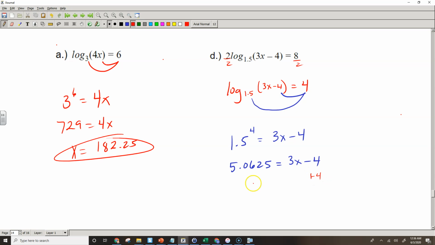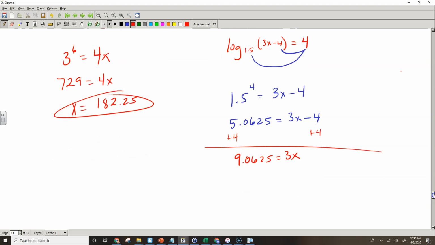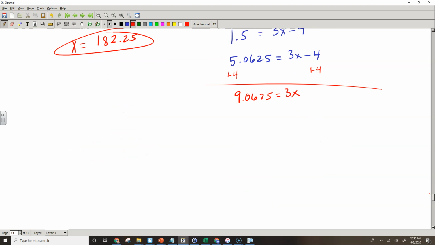Then I'm going to add 4. So that's going to give me 9.0625 equals 3x. And then lastly, divide that by 3. 9.0625 divided by 3 is going to be x is, and here I'm going to round, so I'm going to approximate, and I'm going to say it's about 3.0208. It looks like it goes 3333 repeating. So I'm going to approximate this one and just say that's about 3.0208.